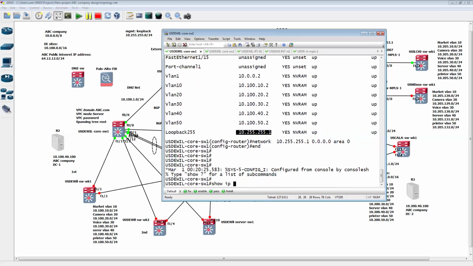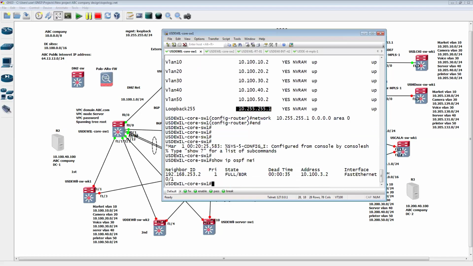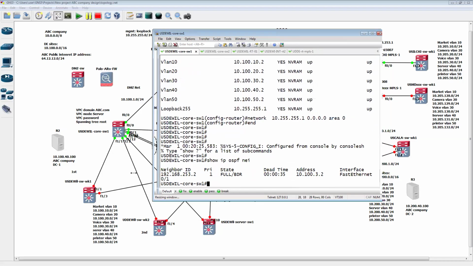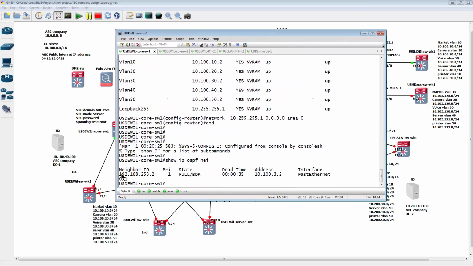Okay, show IP BGP. No, I'm sorry, it's not BGP. I love BGP. Show IP OSPF neighbor. We have the neighbor. Oh yeah, the neighbor is formed. You see, beautiful. Look at that. Now wait a second. Look at it. Why is it using the 192? You see, what happened?